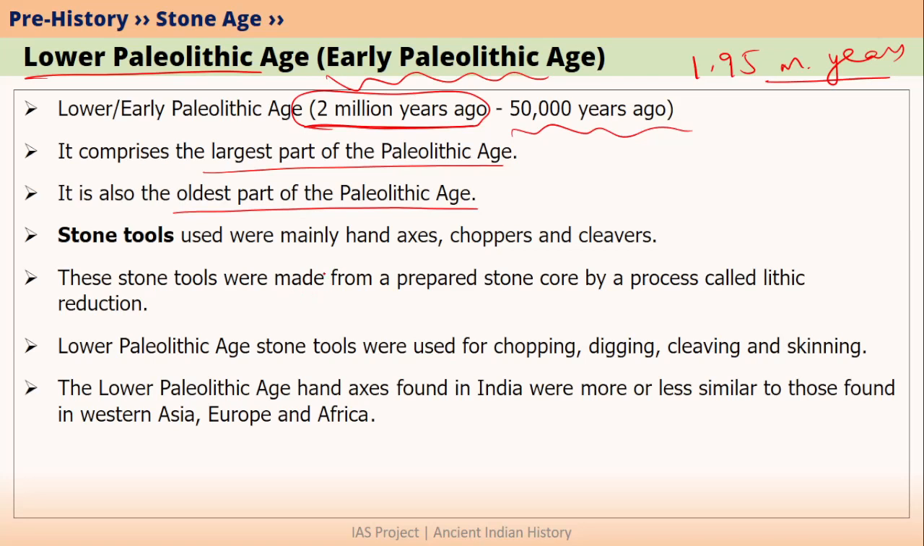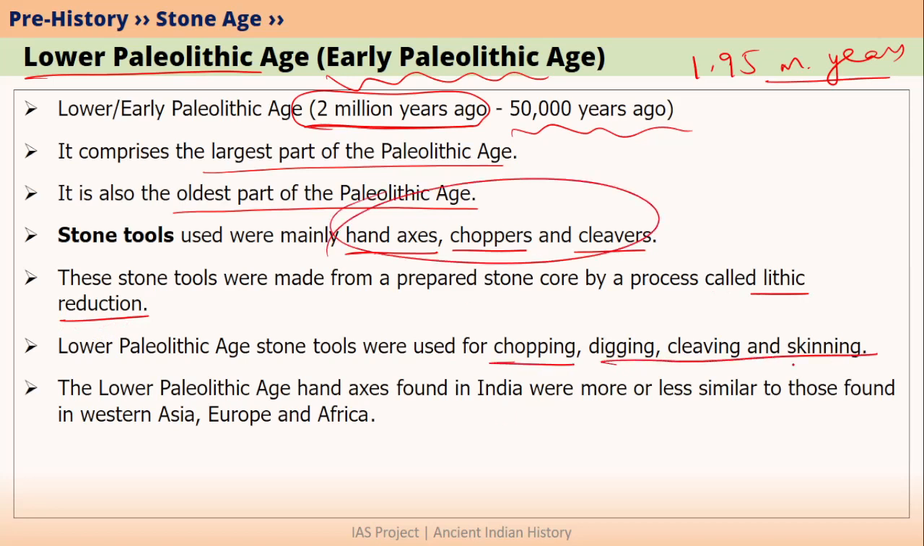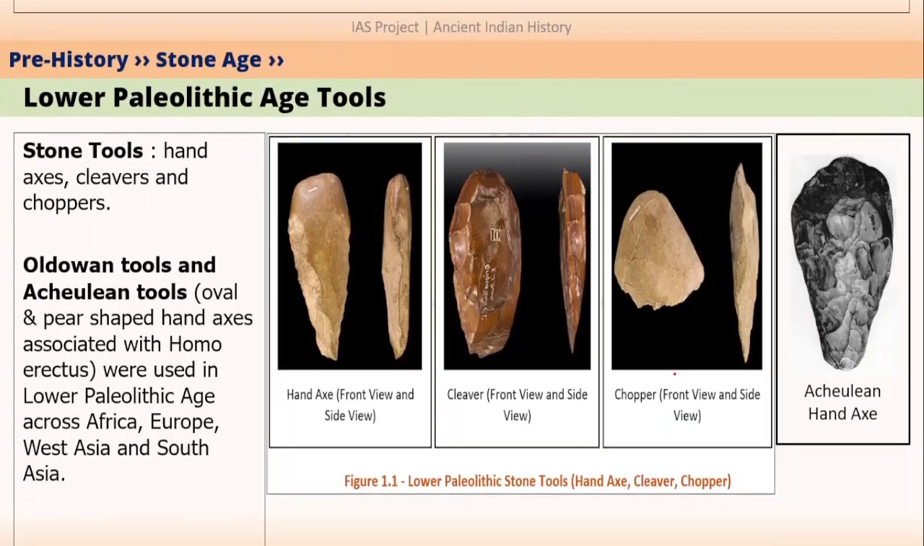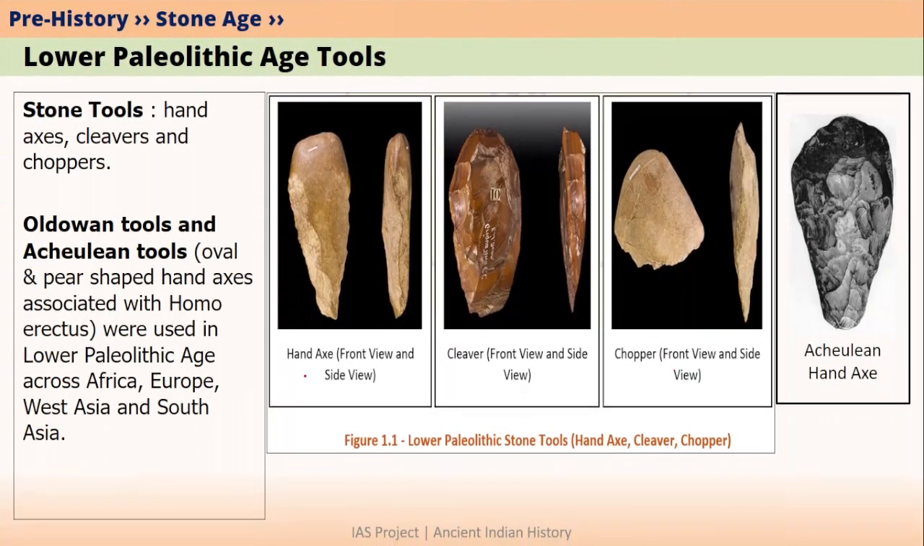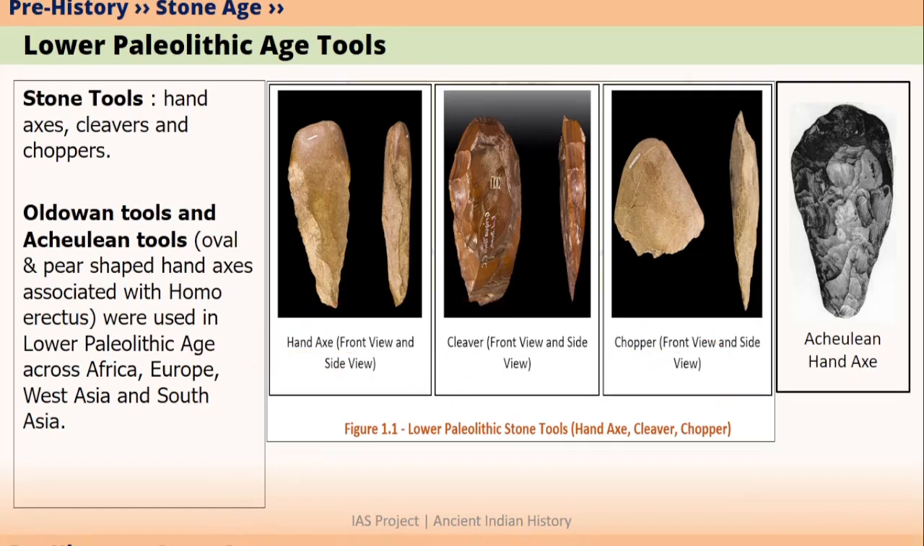If we talk about stone tools that were used during this period, they were mainly hand axes, choppers and cleavers. These stone tools were made from a process called lithic reduction, and they used all these stone tools for the purpose of chopping, digging, cleaving and skinning. So you can see some of the lower Paleolithic age stone tools here. This is called a hand axe, this is a cleaver and this is a chopper. These 3 tools are the most important lower Paleolithic age tools used in India.